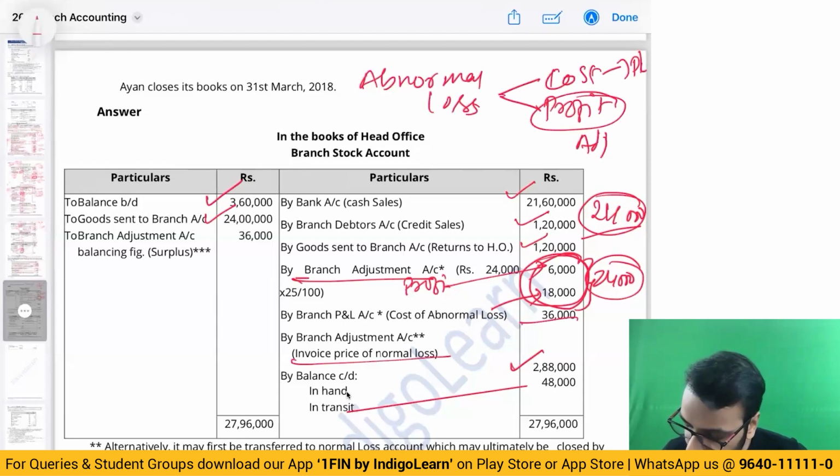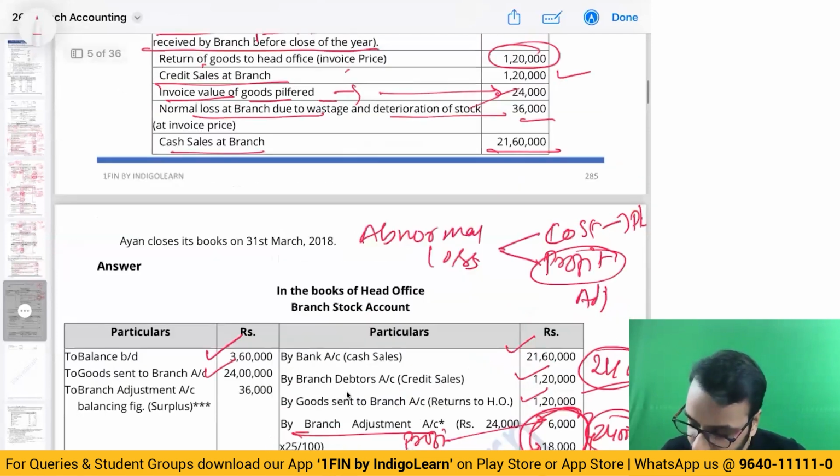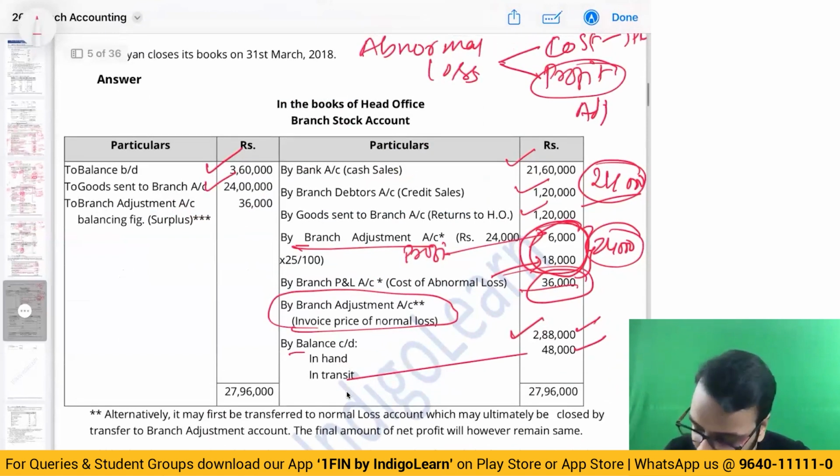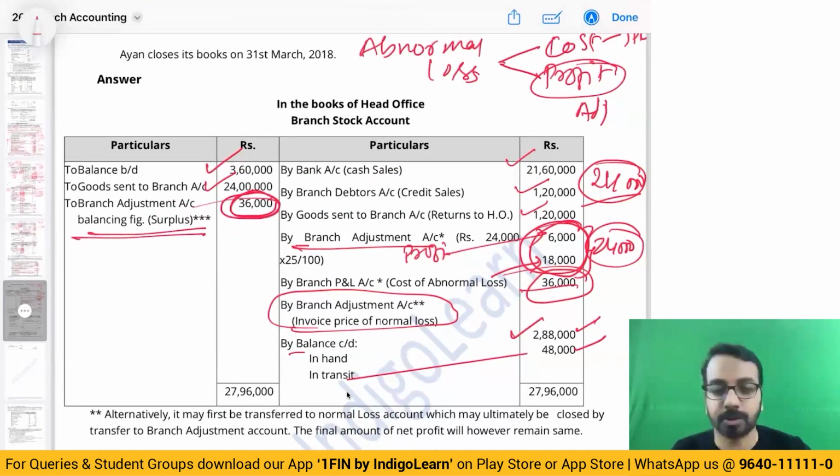Then normal loss. Here they have said normal loss. Entire normal loss is credited to the branch stock account because there we will assume that everything has been lost. Okay. Then by balance carried down, in hand and in transit. So whatever the balance is left over, 36,000, this is the surplus. Surplus means profit kind of a thing. Okay. Now this surplus could have arisen because of multiple different factors, selling at a higher price and all of that.